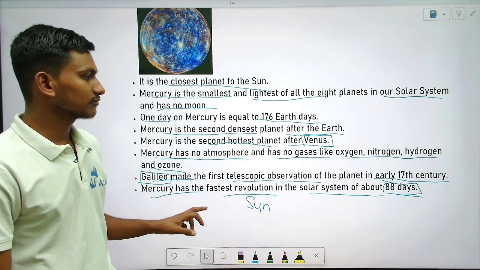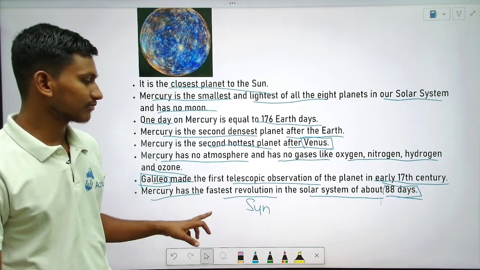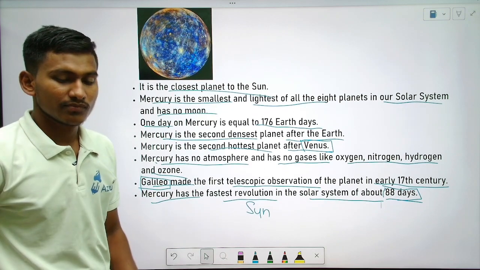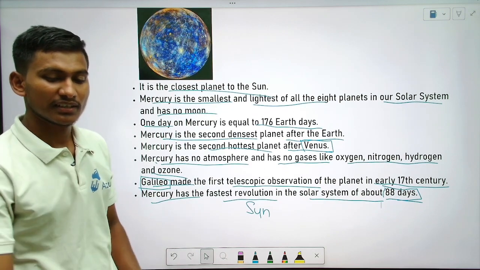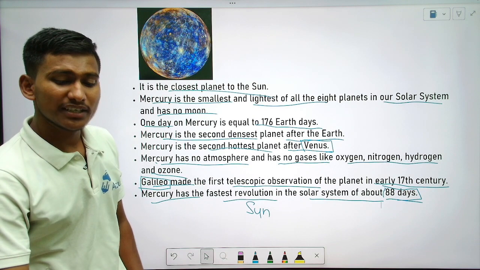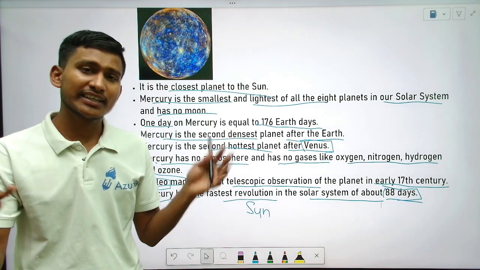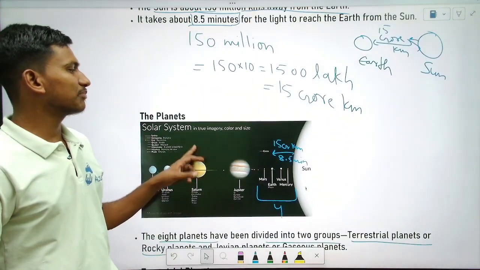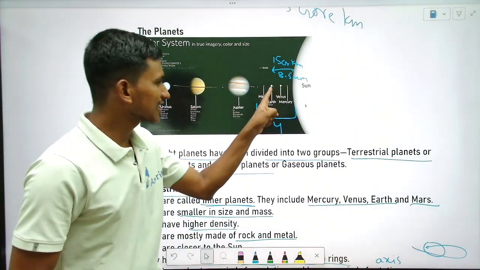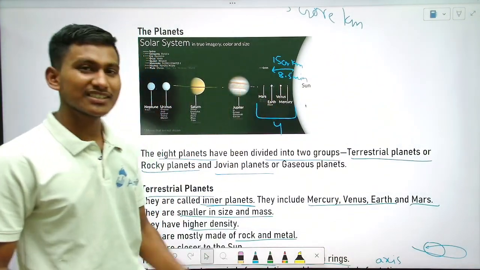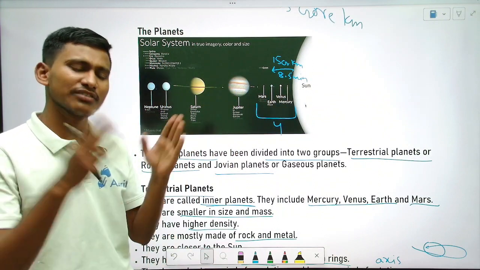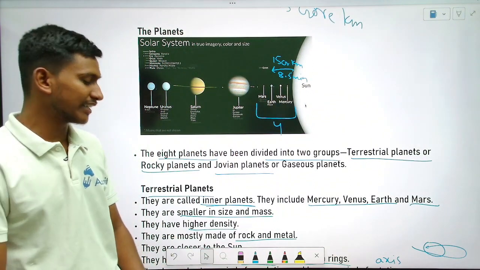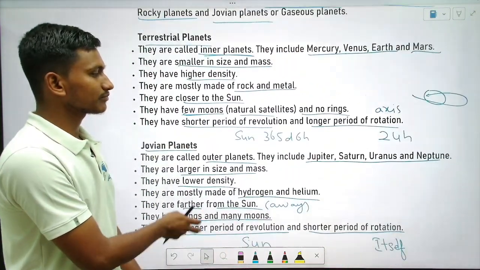Sir, I have a doubt. You said that the outer planets have lower density, then how can they be heavier than the inner planets? Because they are bigger in size, right? The size of the planets, if you see, is very big. See, the earth is how much? Jupiter is very big, 1000 times bigger than earth, right? That is how.